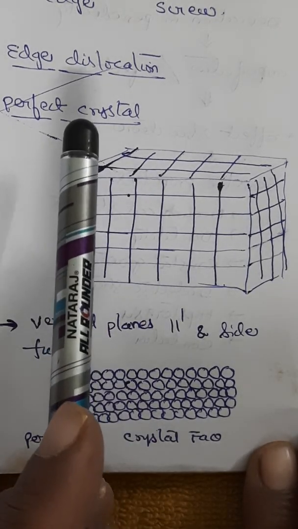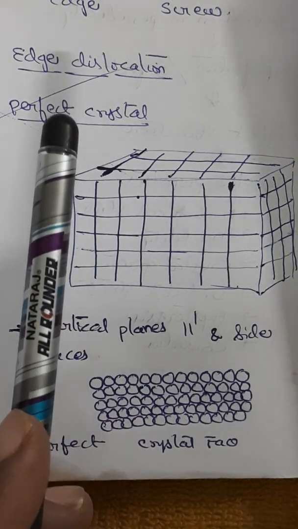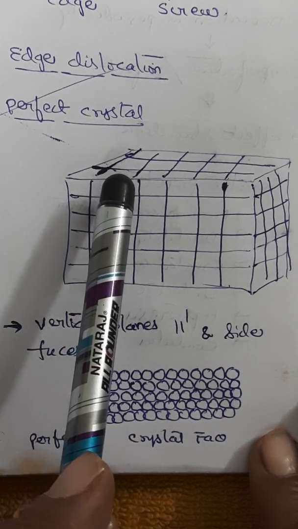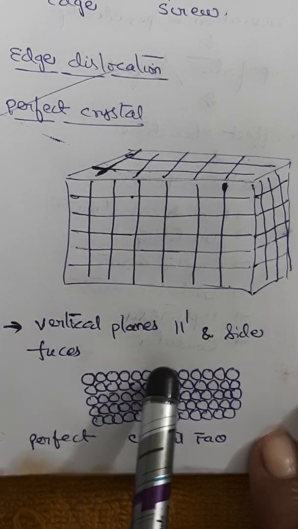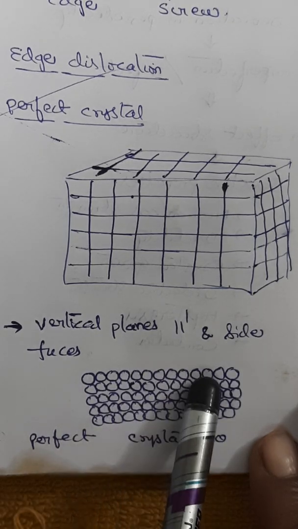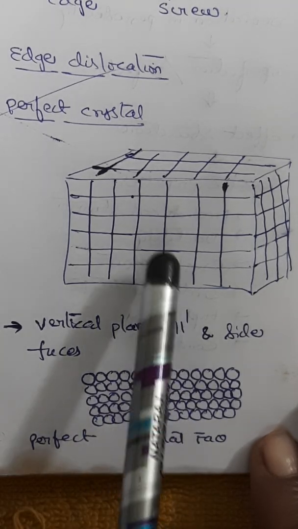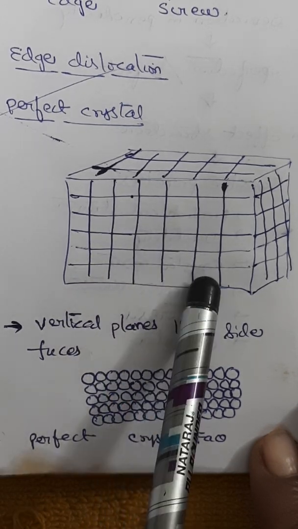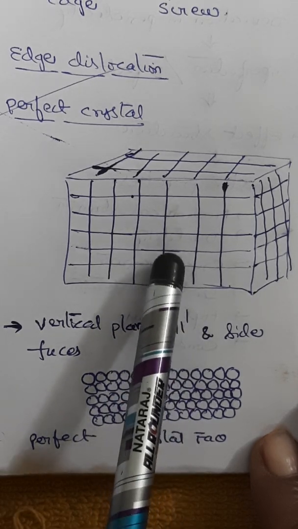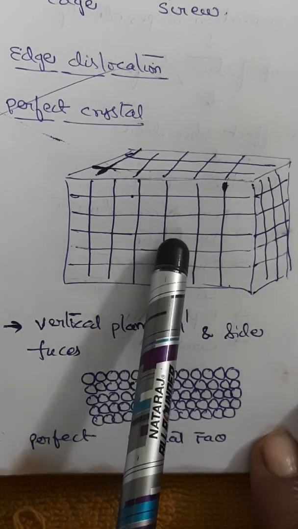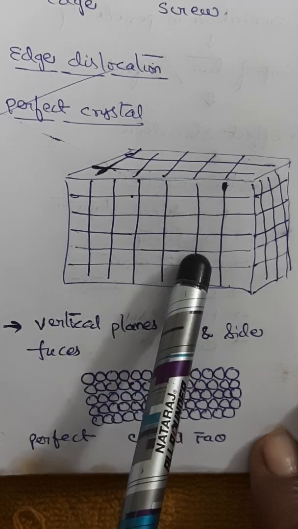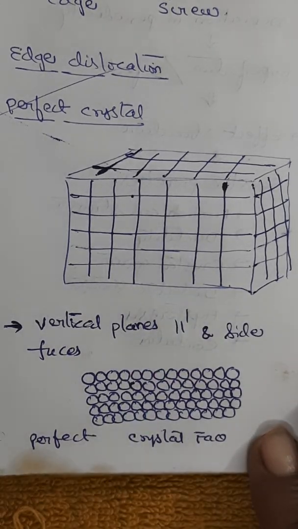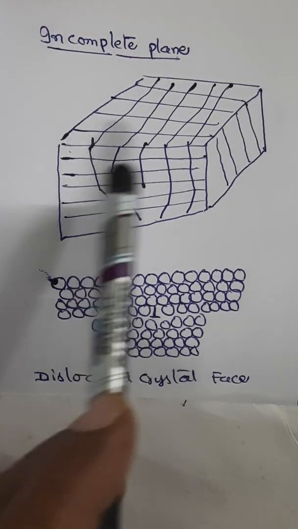Again I am repeating, in edge dislocation, which is one of the line defects, if you see this diagram, this is the perfect crystal and this is the perfect crystal face having regular periodic arrangement. So the perfect crystal is made up of vertical planes parallel to one another and to the side faces. Now on this, if one of the vertical planes does not extend from top to the bottom of the crystal but ends part way within the crystal, then there is a dislocation like the one shown here.